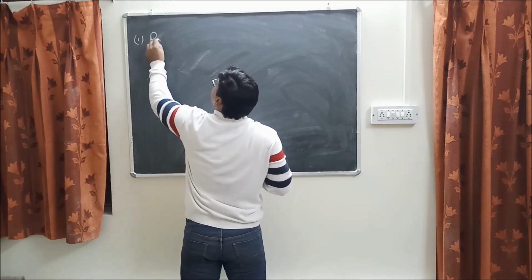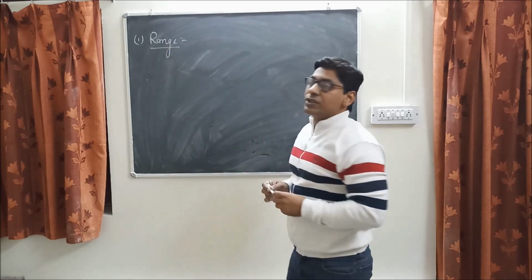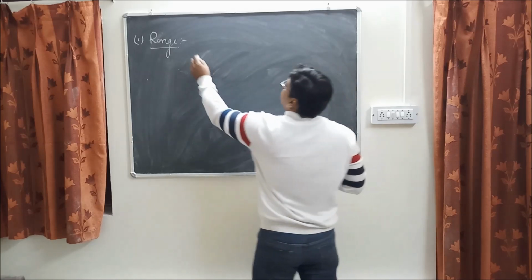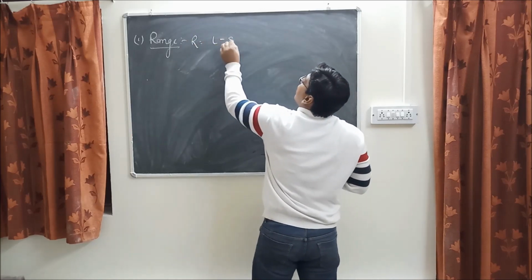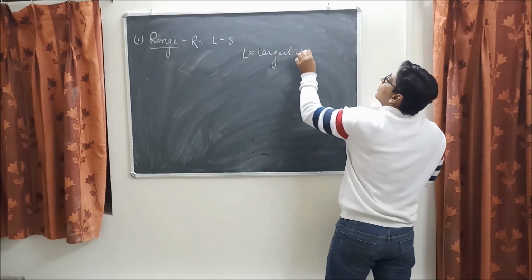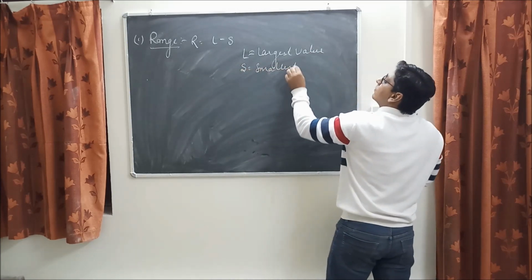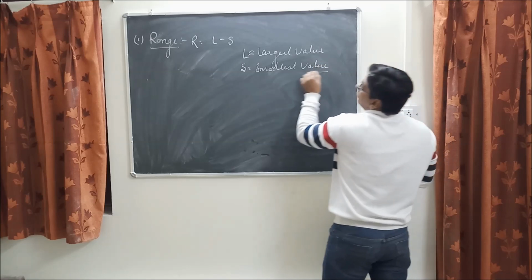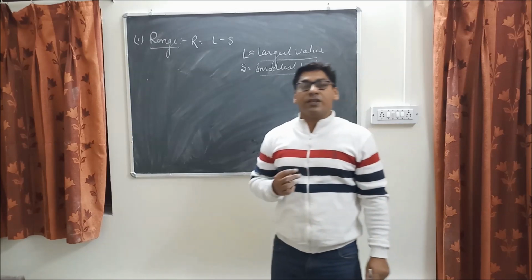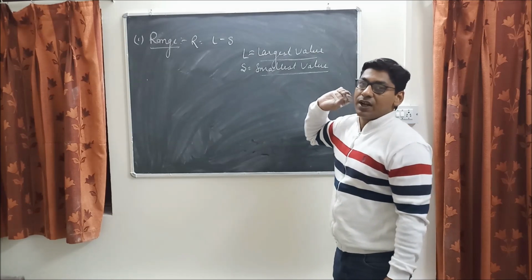First, range. Range is the difference between largest and smallest value of the data. L minus S, where L stands for largest value and S for smallest value. If we have to compare two series, just calculating range doesn't work.